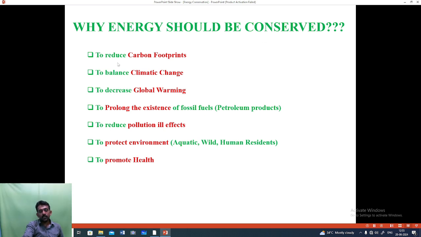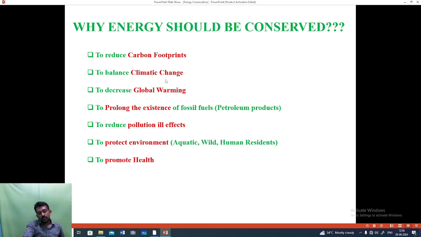So why should energy be conserved? These are some of the points that highlight why energy should be conserved. First, as I said in the previous slide, to reduce the carbon footprint: the burning of fuel leaves hydrocarbons and carbon dioxide emissions. This affects the environment in a very high manner, so we have to reduce the footprint of this carbon. In order to reduce the footprint, we have to implement renewable energy systems or alternative energy systems that produce clean energy.